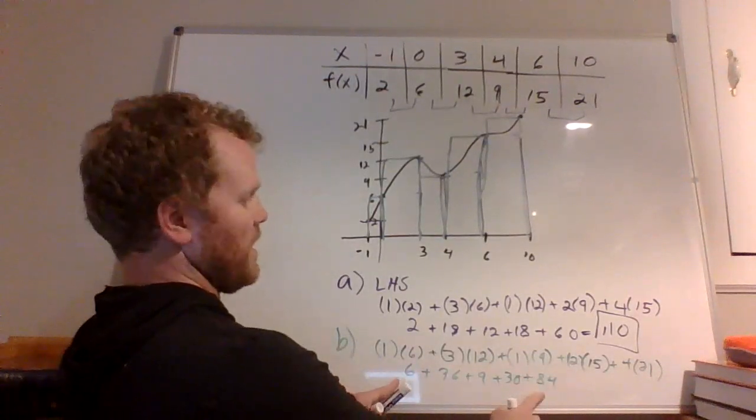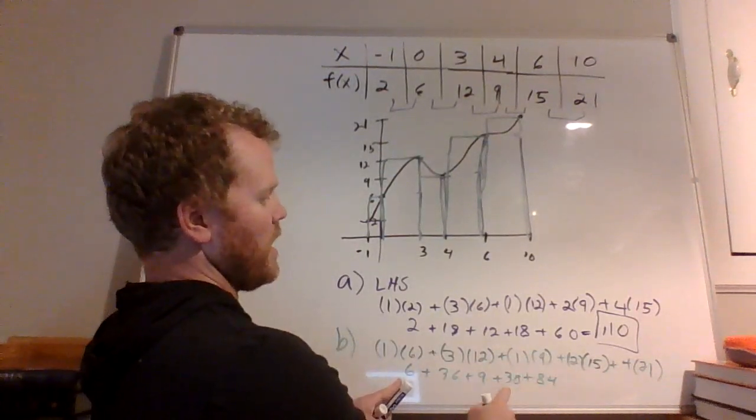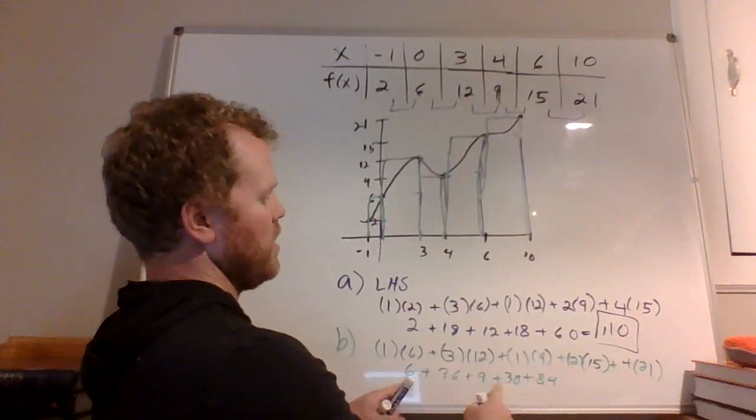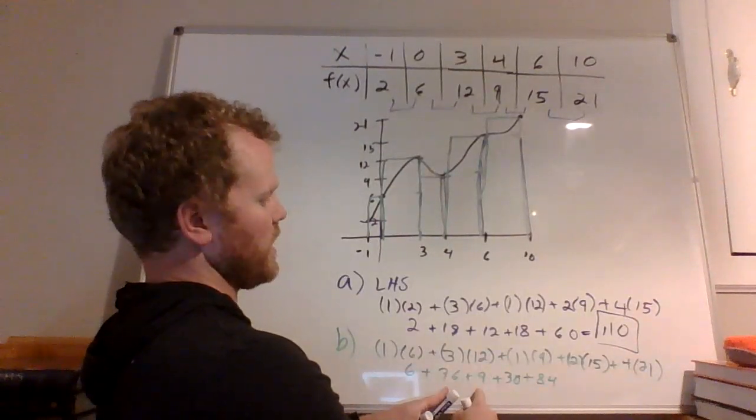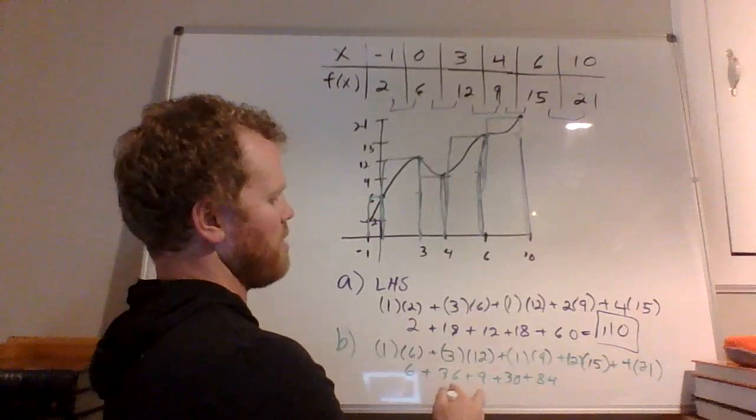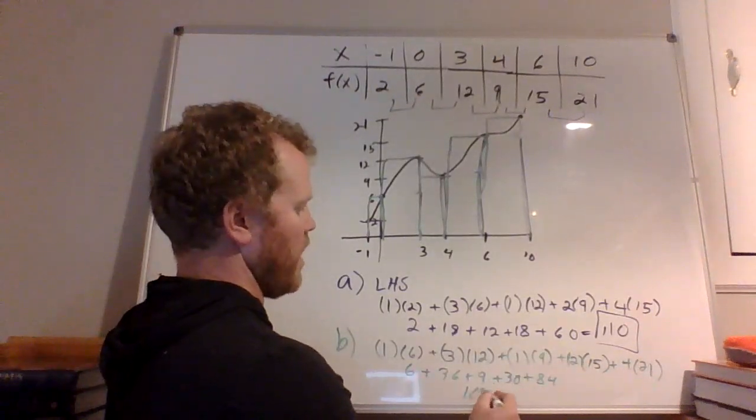So 84 and 6 make 90. 90 plus 30 is 120. 120 plus an extra 36 and a 9. 36 and 9 make 45, so you should get 165.